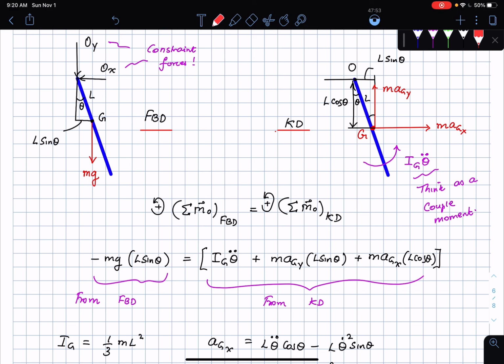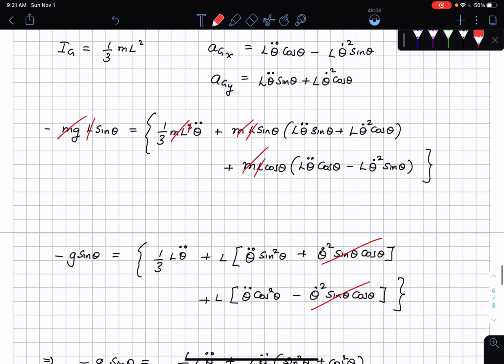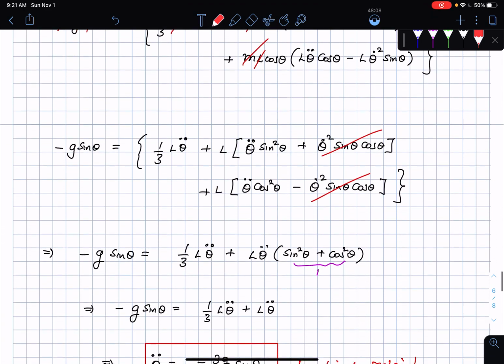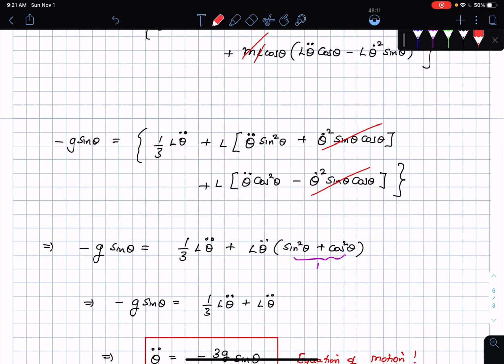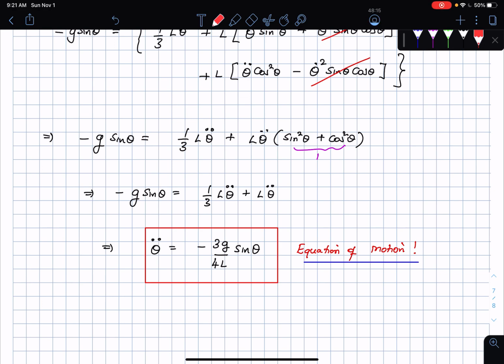I already know m-agx and m-agy in terms of the degree of freedom theta. I apply that. I do summation of moments on the free body diagram about the point O. Set that equal to point O on the kinetic diagram. Move on with your life. Calculate this. Cancel off some of these common terms which are positive and negative. Apply the identity, and here you go. This is the equation of motion, and this is very elegant. In many ways, it is very similar to the equation of motion of a simple pendulum.